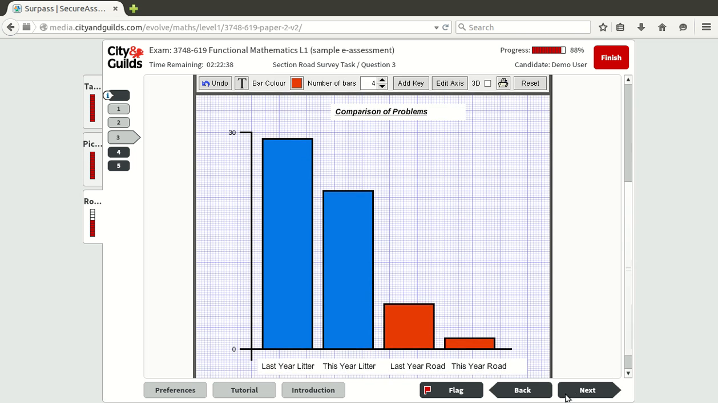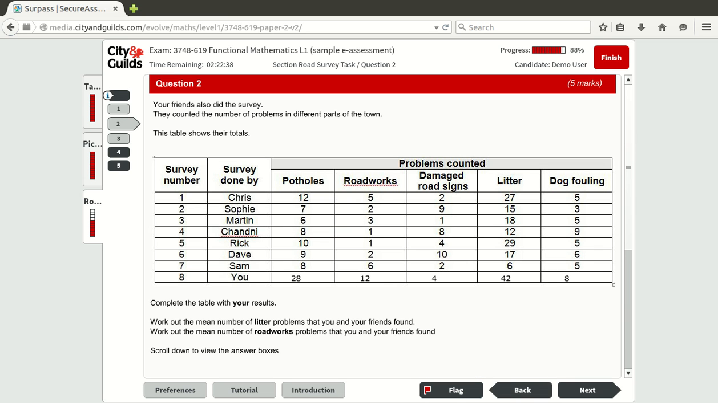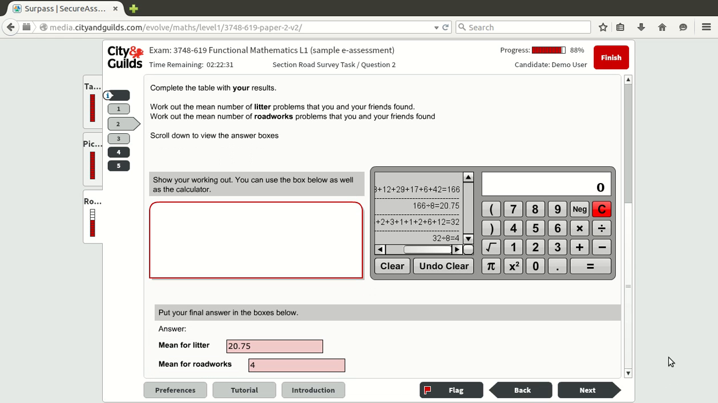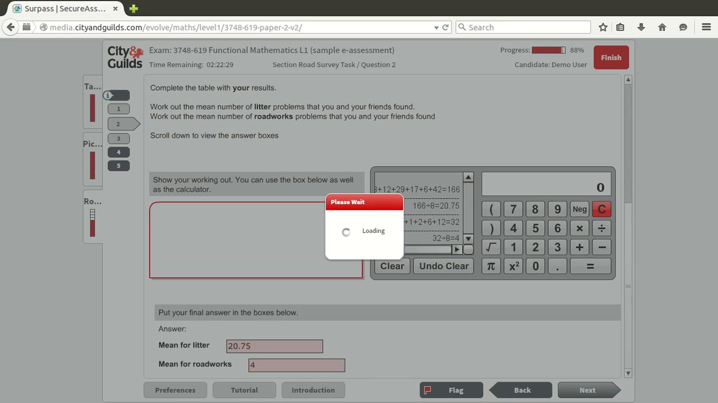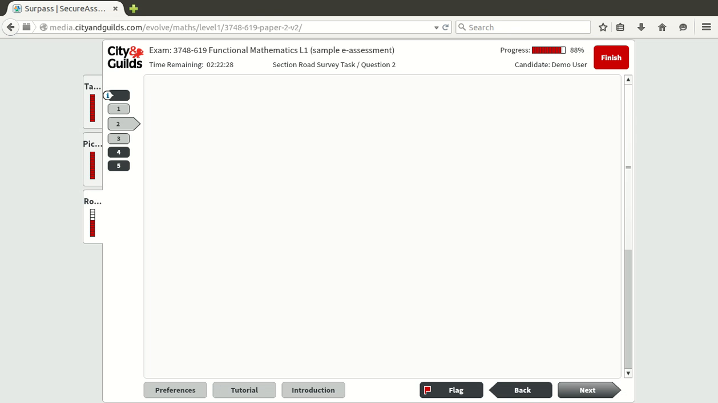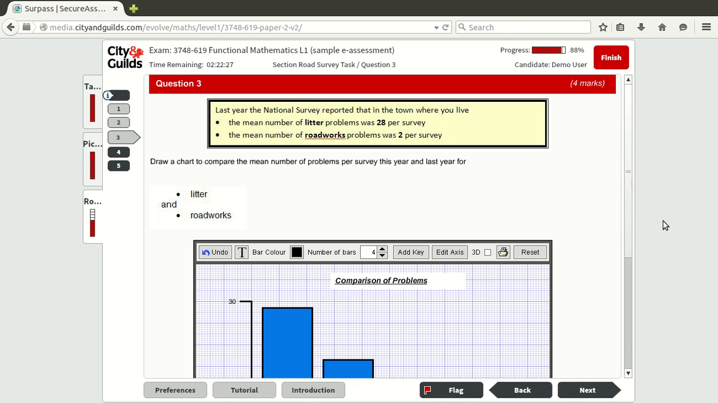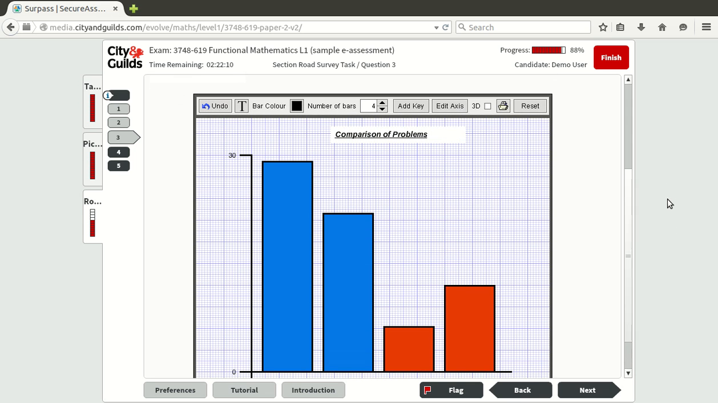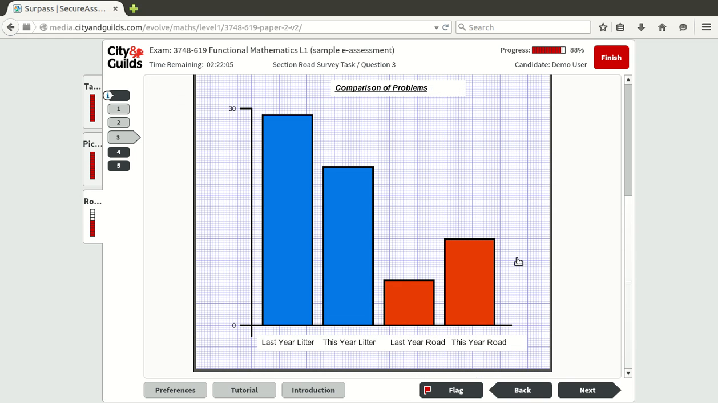And I just want to go back and check my mean score. My mean score for the roadworks was 4, so I can go back there, change that to 4. So go up here. So this one was 2, so that is 2. It means 4 would be right up there. There we are. So this gives you an idea of how to do your charts.